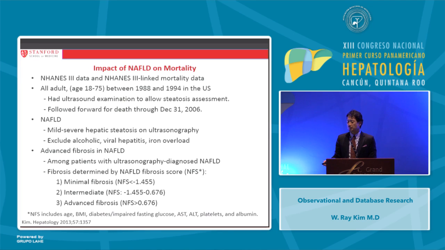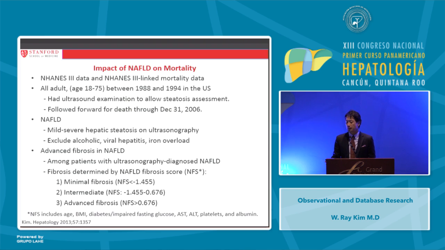These were all adult individuals. Between 1988 and 1994, they were surveyed and examined. That's when we had the baseline data. They happened to have an ultrasound examination, and that allowed steatosis assessment of the liver. And these people were followed forward through 2006 for mortality. So we defined NAFLD based on ultrasound, and then we also excluded, based on laboratory data, alcoholic liver disease, viral hepatitis, iron overload, and so forth. So that's how we defined fatty liver.